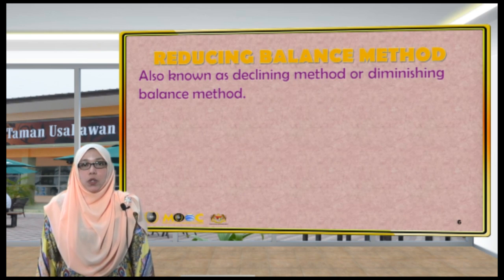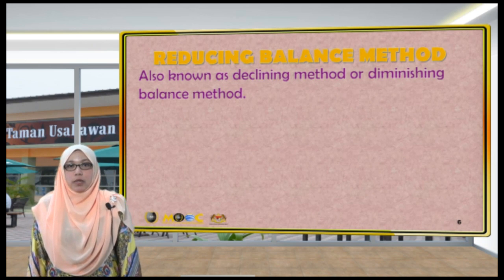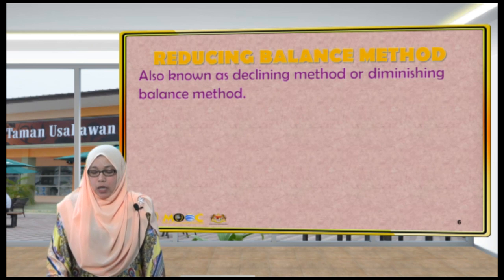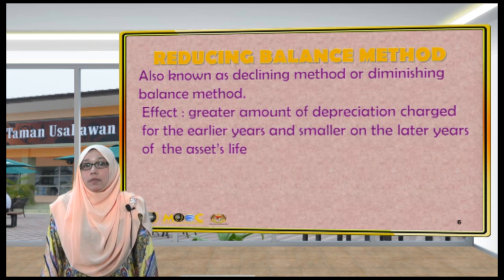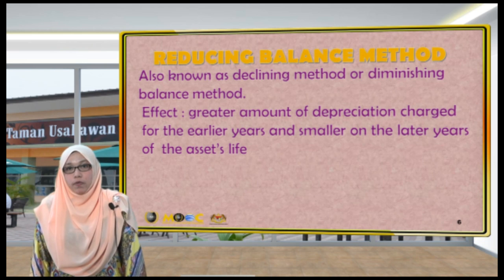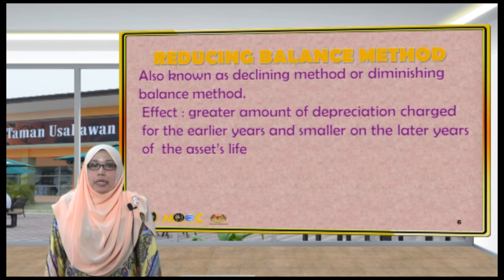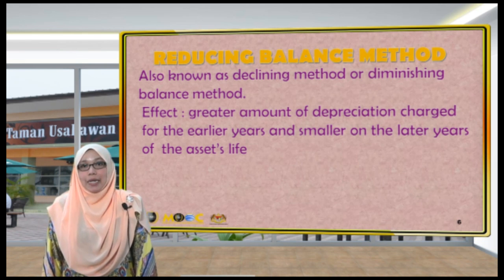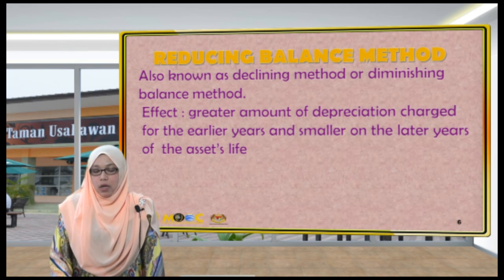Next, we're going to look at another method of depreciation, which is the reducing balance method. Reducing balance method is also known as the declining balance method or diminishing balance method. The effect of this method is to provide a greater amount of depreciation charged in the earlier years and smaller in the later years of the asset's life.